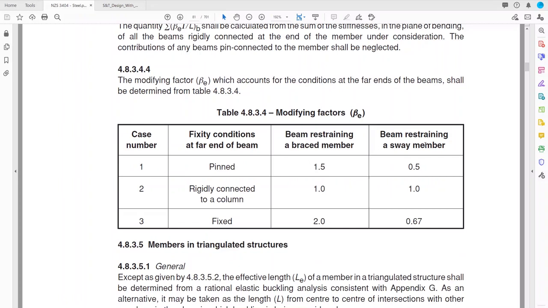So we're in a sway system, so we're going to be working in this column over here, and we have a few options of what our other end looks like. Is it pinned? Is it rigidly connected to a column, or is it fixed? Well, we're in a sway system with a moment resisting frame, so we're not pinned, so that one's out. So we're either going to be 1.0 or 0.67. In order to be fixed, we essentially have to be buried into concrete. What you tend to get with these sway systems is that the far end is rigidly connected to a column. So we're going to use this beta E factor of 1.0.